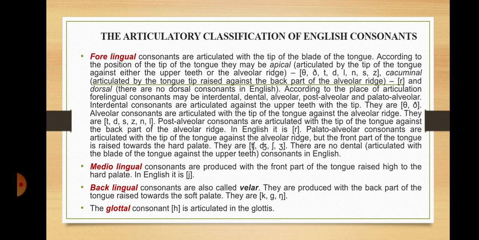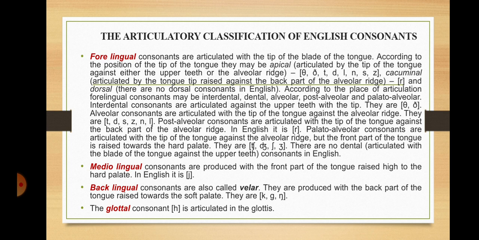Post-alveolar consonants are articulated with the tip of the tongue against the back part of the alveolar ridge. In English, it is r. Palatal-alveolar consonants are articulated with the tip of the tongue against the alveolar ridge, but the front part of the tongue is raised towards the hard palate. They are ch, j, sh, zh.